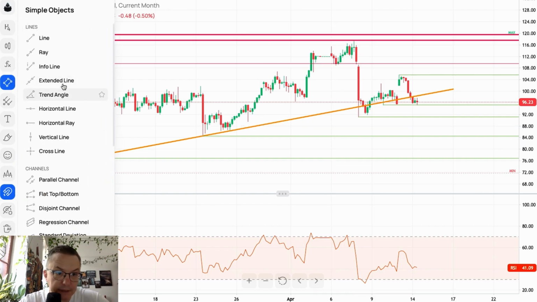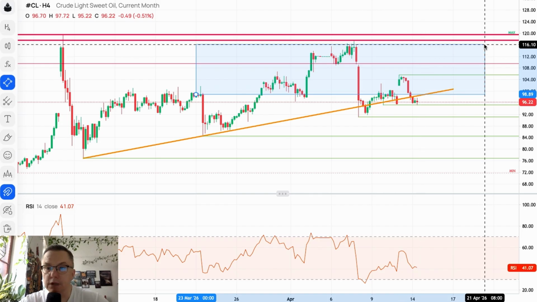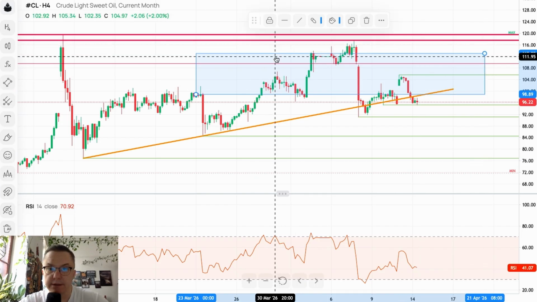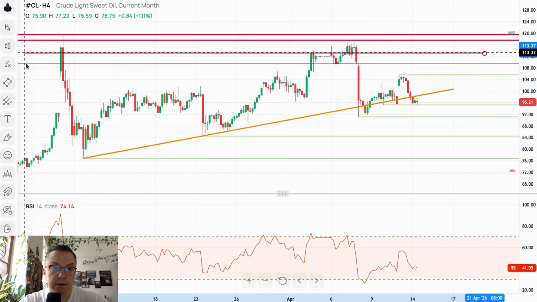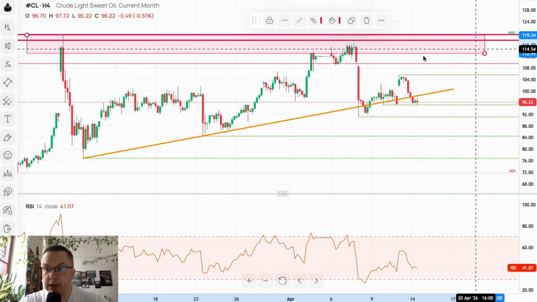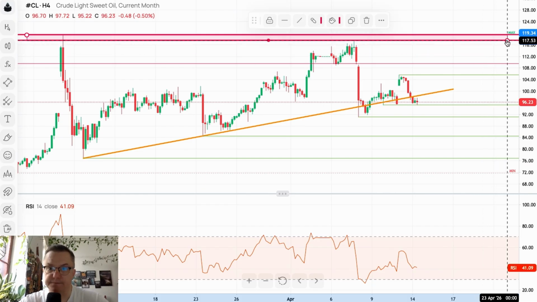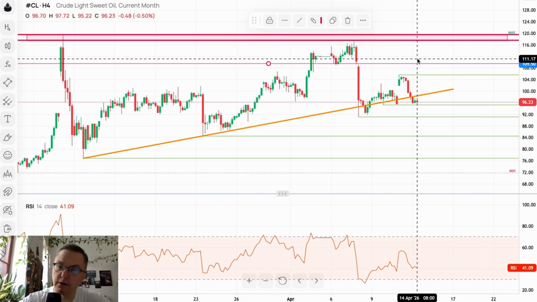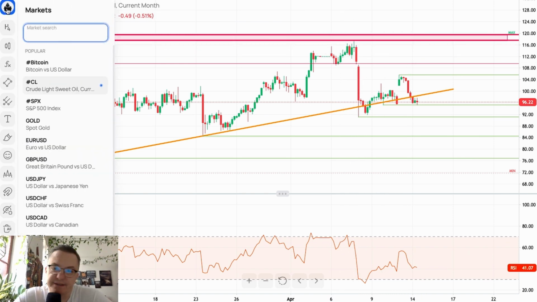Obviously, let me just place it. Okay, where is the rectangle? There you go. This is the situation here with the rectangle. The biggest and strongest supply zone is still on our charts, and it's here, right? Only a sustainable breakout above this zone is bullish. Otherwise, it is bearish to neutral.